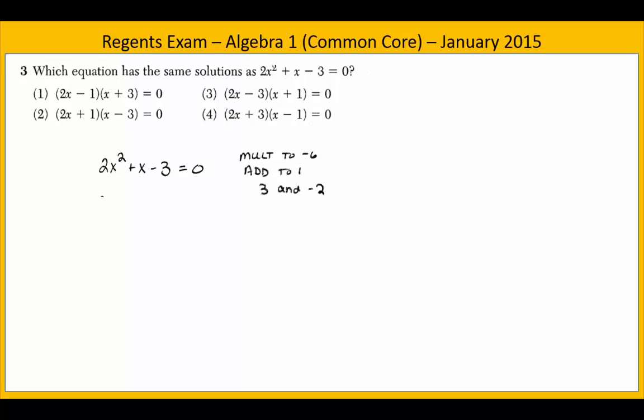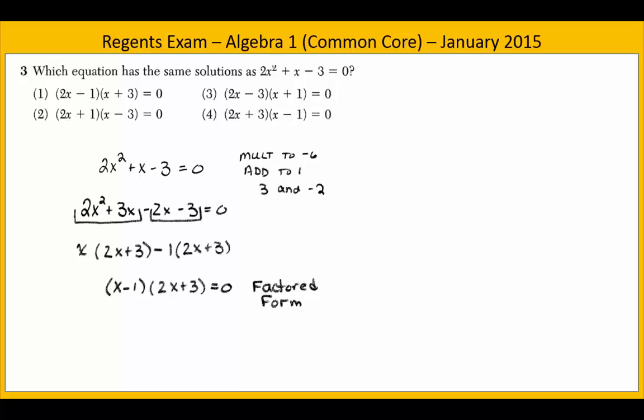We want numbers that multiply to -6 and add to 1. Those numbers are 3 and -2. We go through the process of factoring, and we find that the factored form is x minus 1 times 2x plus 3. Looking at the choices carefully, I notice that choice 4 is the same equation, and so I can choose my answer, choice 4.